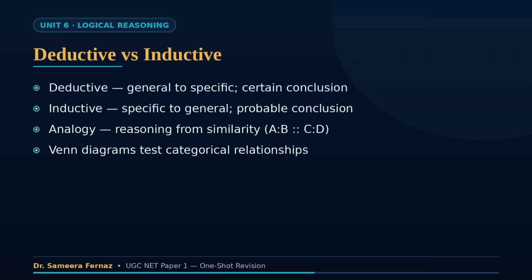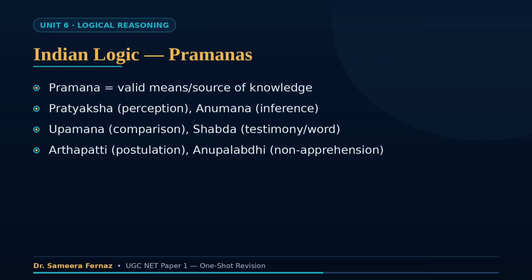Next is Indian logic, the Pramanas. In Indian logic, a pramana means a valid source of knowledge. There are 6. Pratyaksha is perception. Anumana is inference. Upamana is comparison. Shabda is testimony. Arthapatti is postulation. And Anupalabdhi is non-perception. Try to memorize all 6.